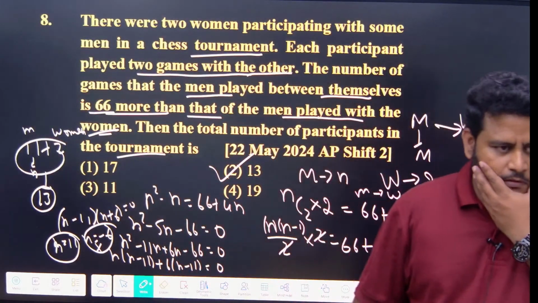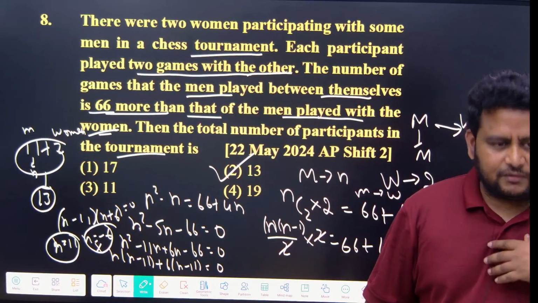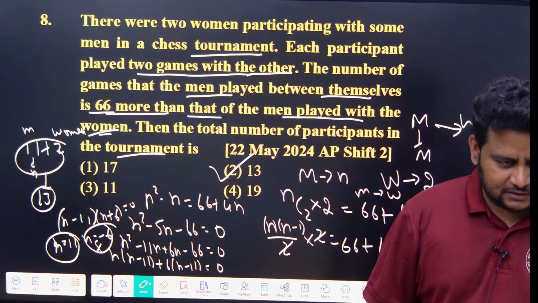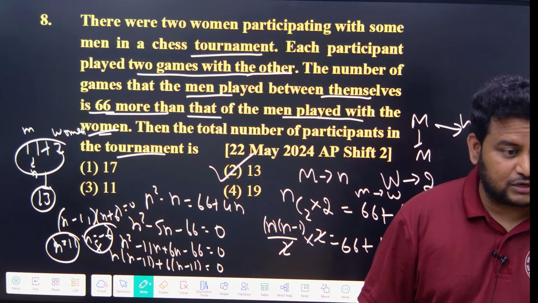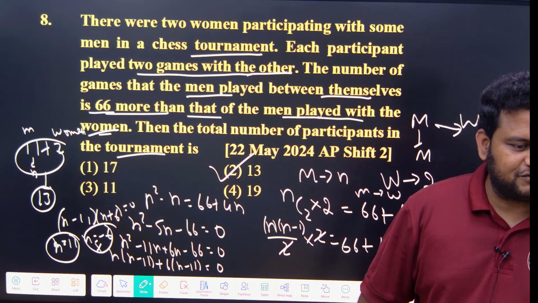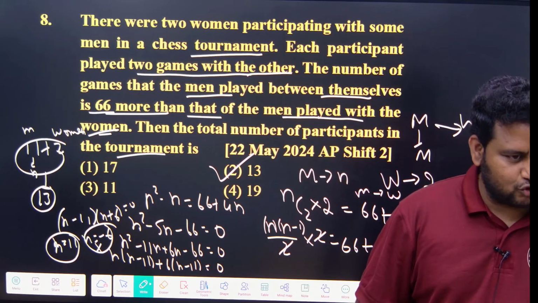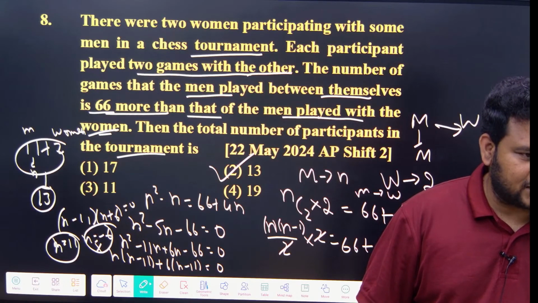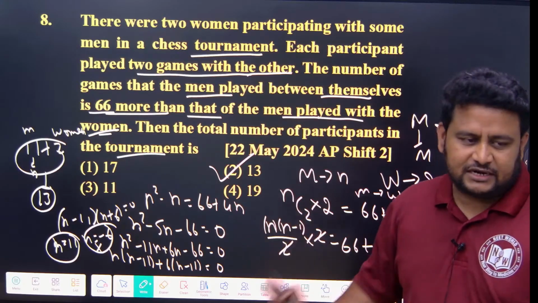So for men to play among themselves, nC2 ways. Out of n men, 2 men will play in nC2 ways, but they play two times, so nC2 into 2. That is equal to 66 more than the games men play with women. n men will play with 2 women means 2 into n, but with women also they play 2 games, so 2n into 2. If you solve it, you will get the answer.